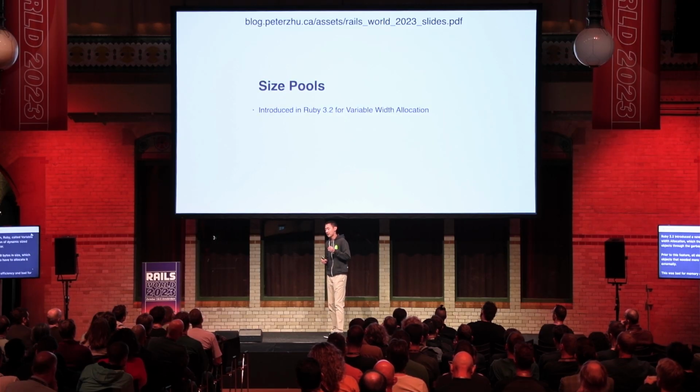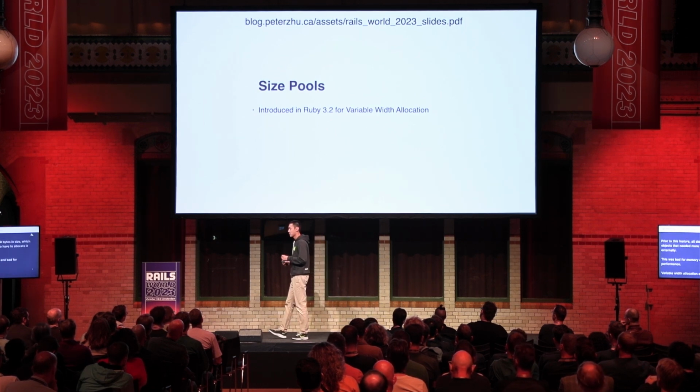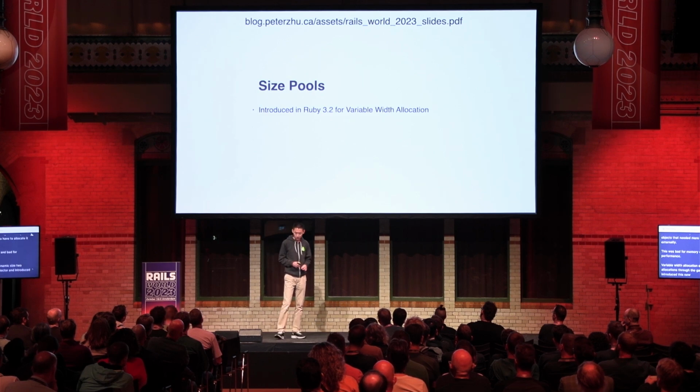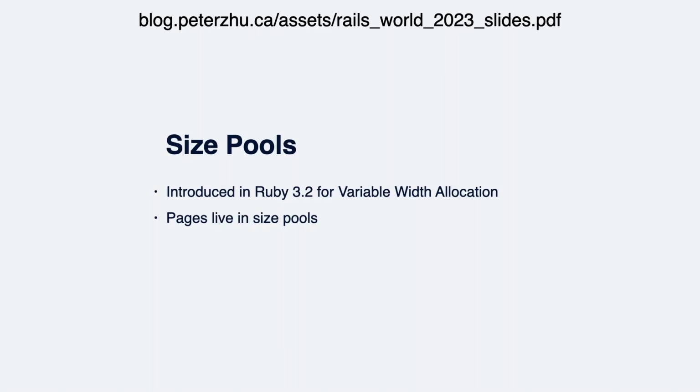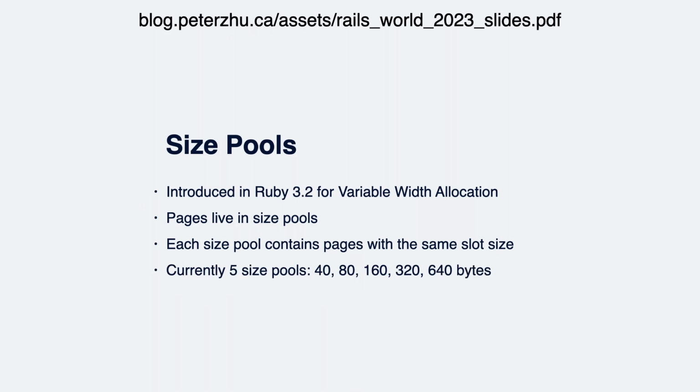Variable width allocation enabled dynamic-sized allocations through the garbage collector and introduced this new concept called size pools. Every size pool holds a collection of pages, and every page in a size pool contains the same slot size. There are currently 5 size pools in Ruby with slot sizes 40, 80, 160, 320, and 640 bytes. These numbers were chosen for the best memory efficiency and performance.